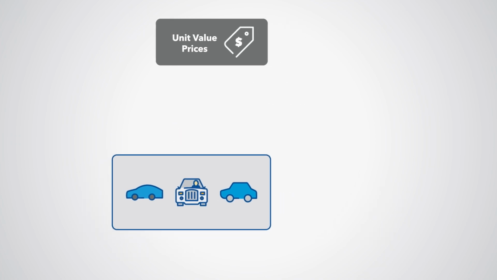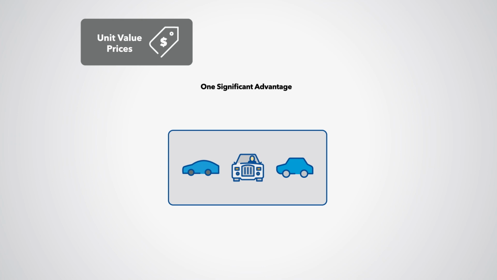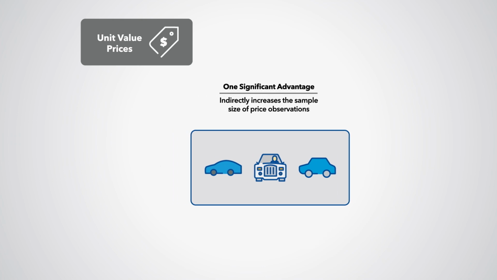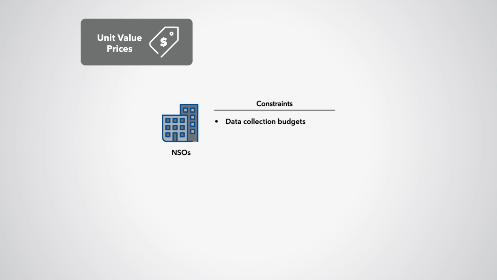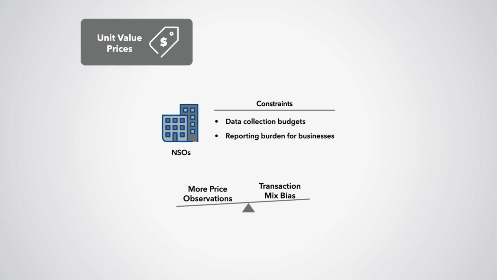In practice, however, these unit value prices have one significant advantage. They indirectly increase the sample size of price observations, as each price reflects many individual transactions. National statistical offices face constraints in both data collection budgets and the reporting burden placed on surveyed businesses. So the decision to use unit value prices often comes down to a judgment of the gain in precision from increasing the number of price observations against the bias resulting from changes in the transaction mix each period.